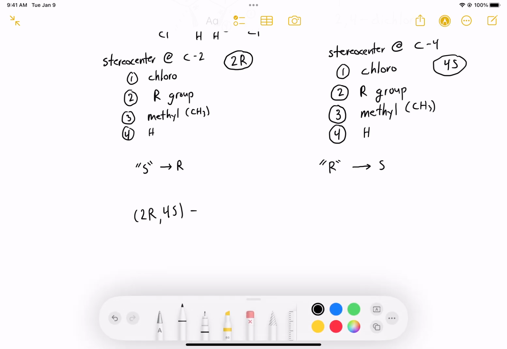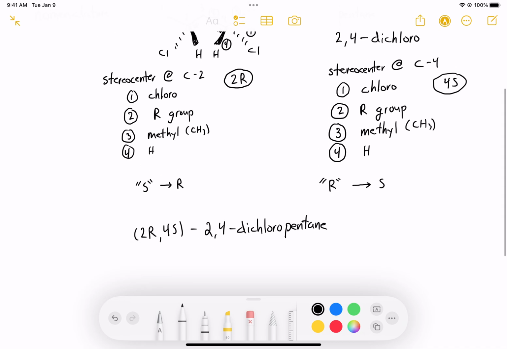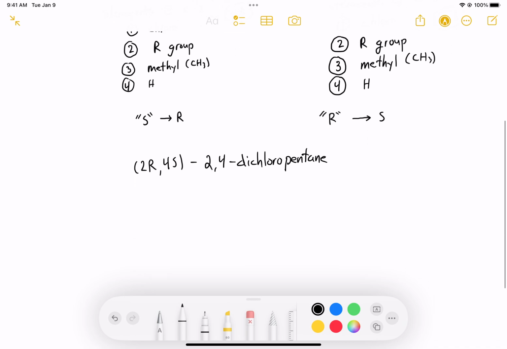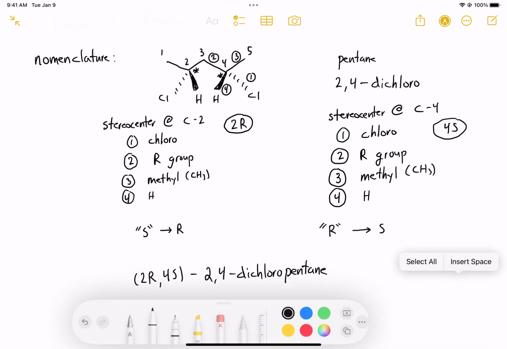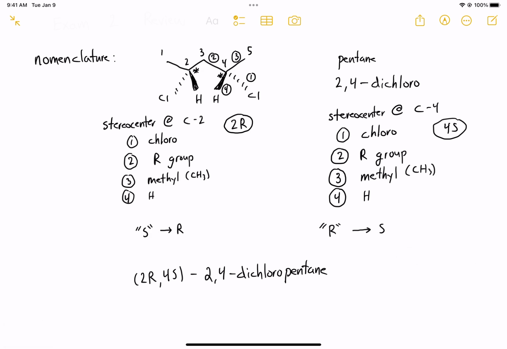Dash 2,4 dichloropentane. Okay. So that's how we would name this one. So you do that same procedure for any stereocenter, and that's how we would name this compound here. Okay, so you could do this for any structure, a chair, a Fischer projection. It doesn't matter which one you do.